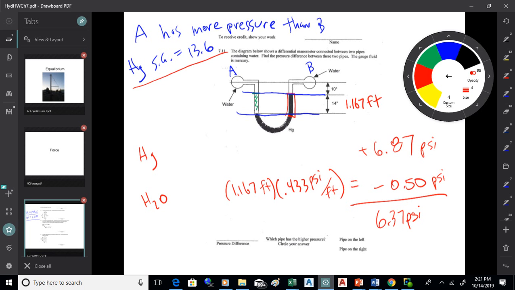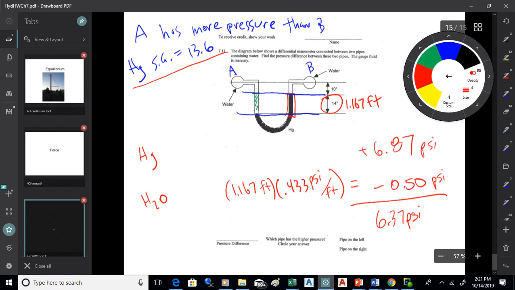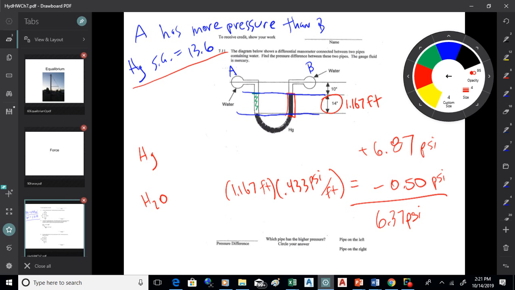So what I would do on this would be to determine where the differences lie. The differences lie in this 14-inch interval here. Because above the top of that interval, I've got all water, and below the bottom of that interval, I've got all mercury. So this side really doesn't matter, nor does this side. What matters is where I have different fluids in the different pipes, and that's in that 14-inch span there. Now I want to get this into feet, so that'd be 1.167 feet. That's what 14 inches is.